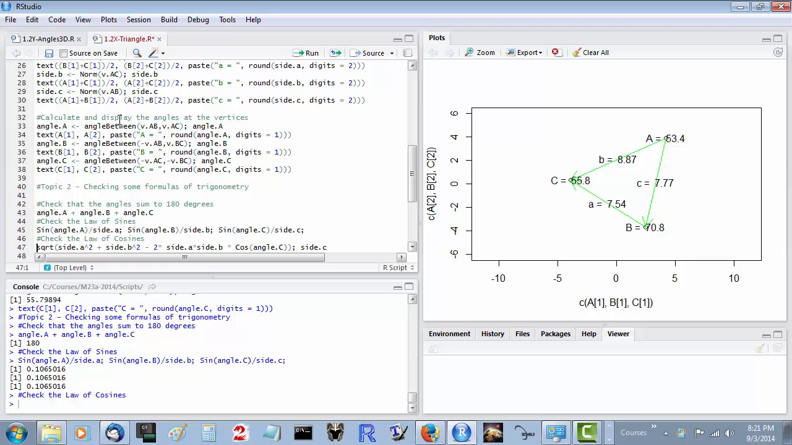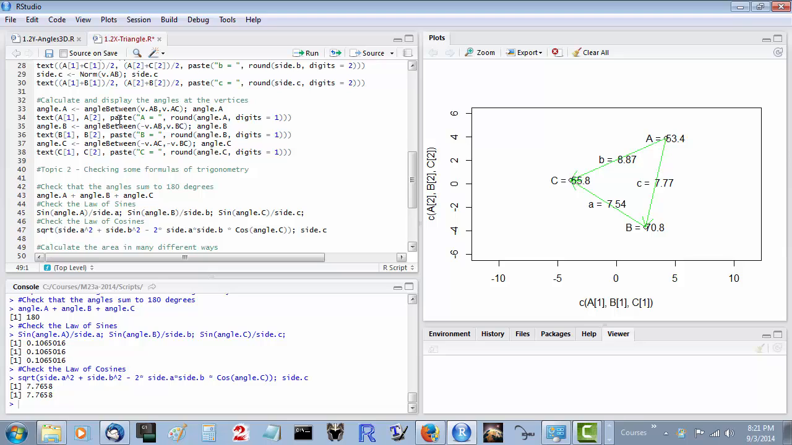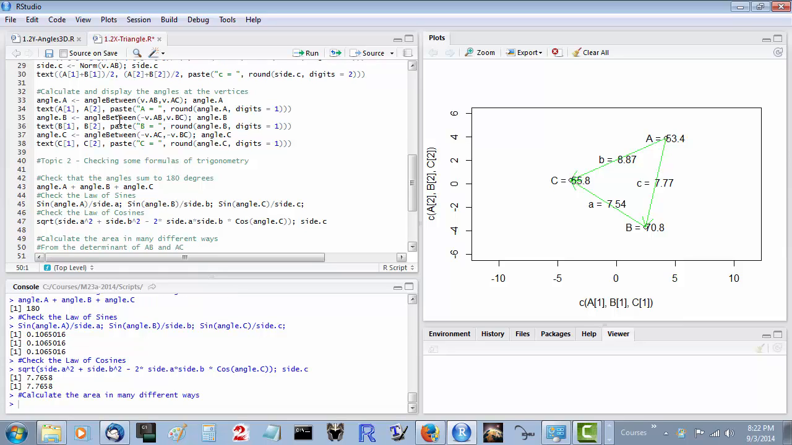I can check the law of cosines, which is a generalization of the Pythagorean theorem. It says for a triangle that's not necessarily a right triangle, the square root of the square of the first side plus the square of the second side minus twice the product of the lengths of those sides times the cosine of the angle between them, which would be 0 if that angle were a right angle, is equal to the length of the third side. That works too.